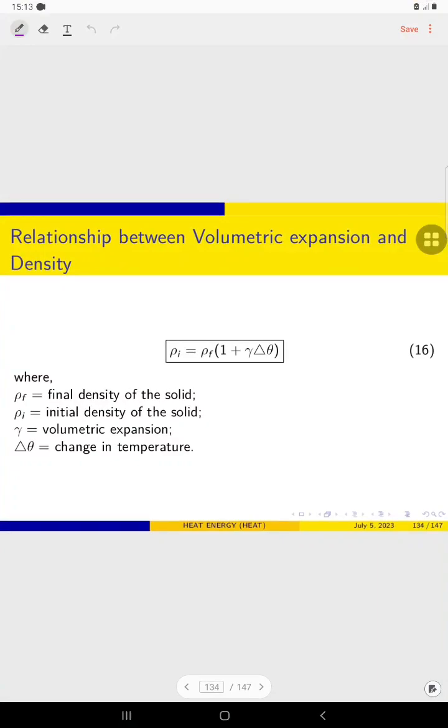Yes, students, one more proof. We have the relationship between volumetric expansion or cubical expansion and density as rho I equals rho F (1 plus gamma delta theta).